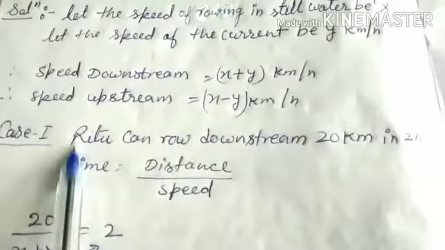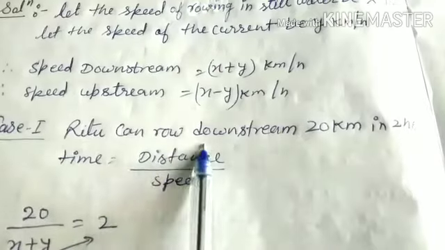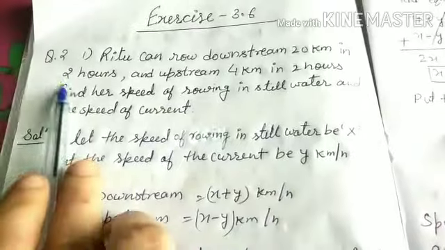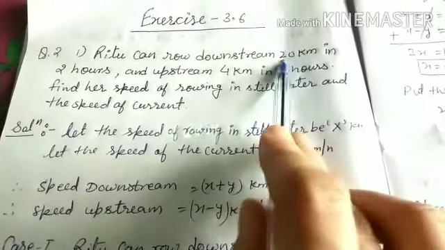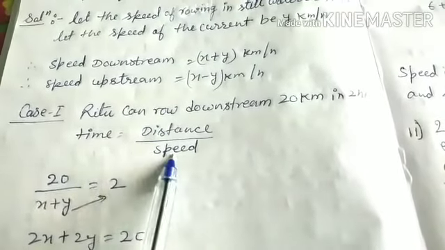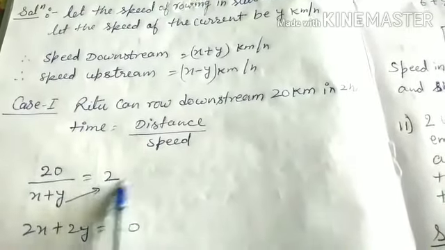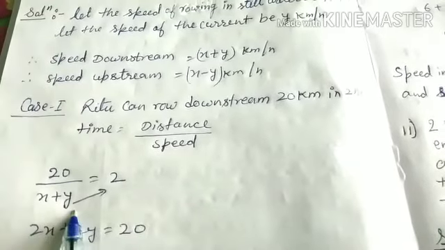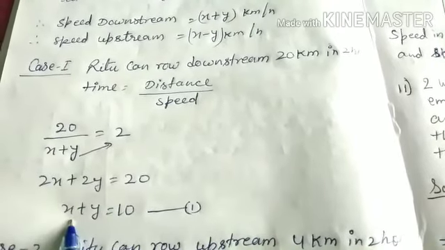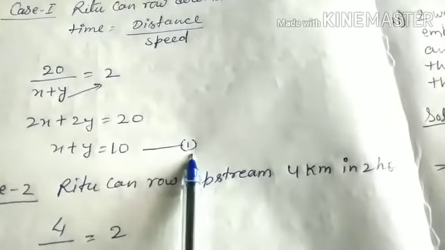The first case we have: Ritu can row downstream 20 kilometers in 2 hours. So we know that time is equal to distance upon speed. The total distance she covers in 2 hours is 20 kilometers, the speed, because she is going downstream, is x plus y, and the time taken is 2 hours. So 20 upon x plus y is equal to 2. Cross multiplication: 2x plus 2y is equal to 20. We can take 2 as common, 2 into 10. Now x plus y is equal to 10. This is equation number 1.